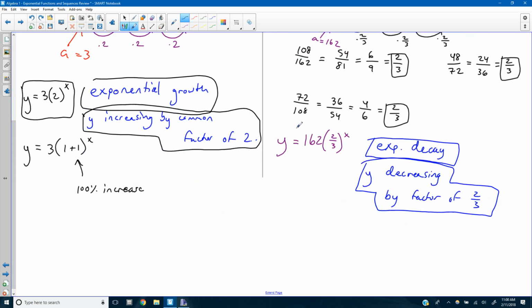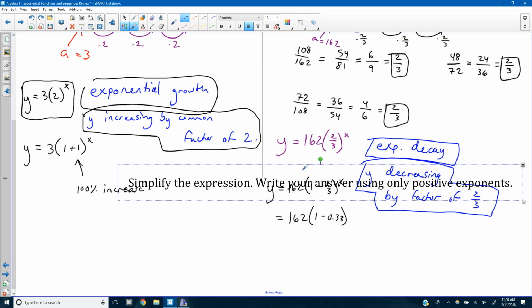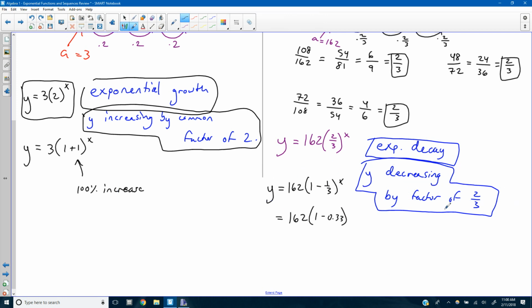Now, as I'm going to jump to the next sort of problems in a bit here, you could write this as y equals 162 times 1 minus 1/3 to the x power, which means you're doing a 1/3 decrease. You're taking 1/3 off your previous value. If you wanted to round that value, that'd be like 1 minus 0.33, sort of. So it's kind of like a 33% decrease of what you had before. So kind of interesting, 33% decrease, because I'm going to run into the next problems when I do that.